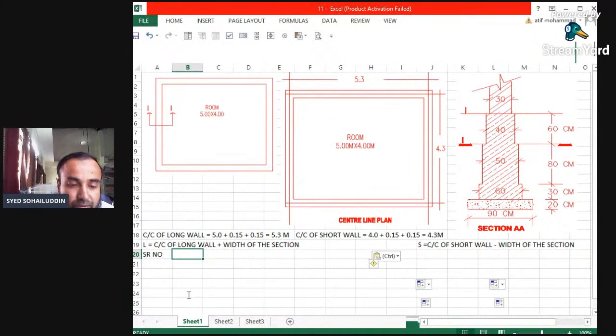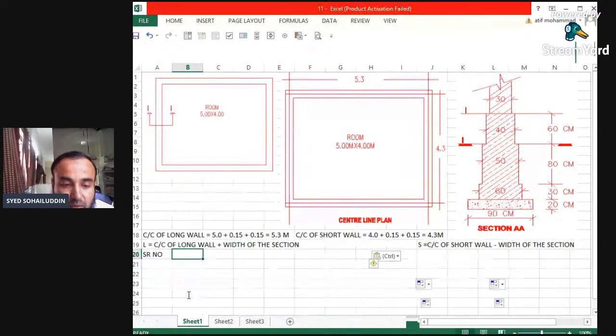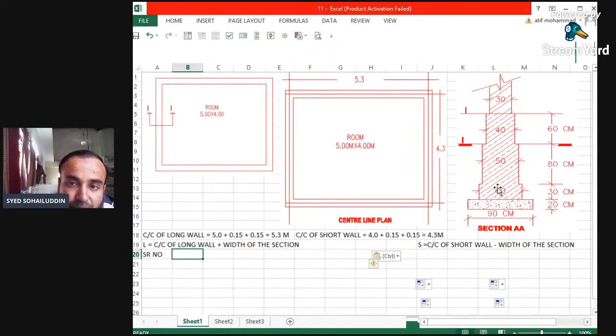So we will have UCR, uncoursed rubble masonry. We will call this step one. Why step one? There are three steps: 60 centimeters width step, 50 centimeters, and 40 centimeters. So there are three steps in this case. So UCR first step. For the first step, again we will find out the length of the first step. So L is equal to the length of the first step.